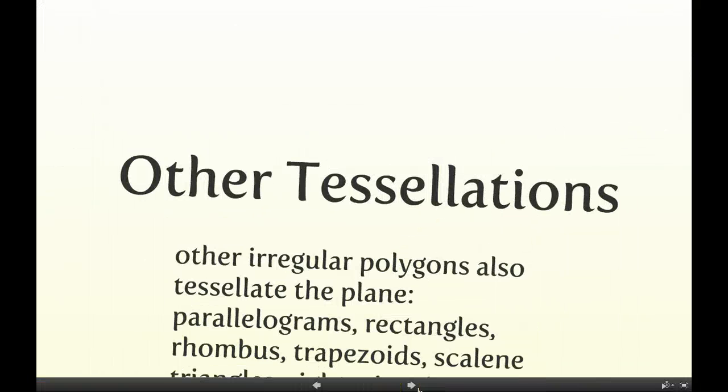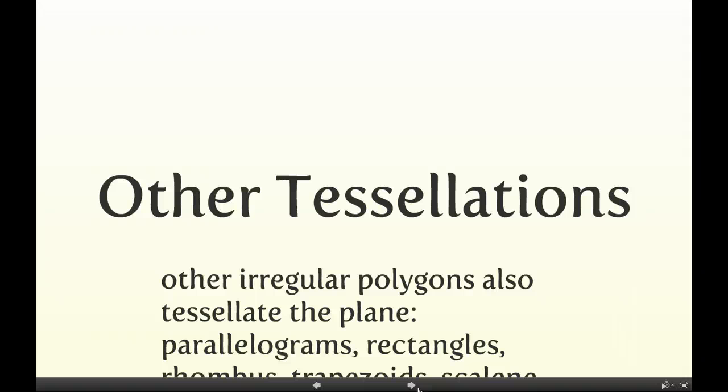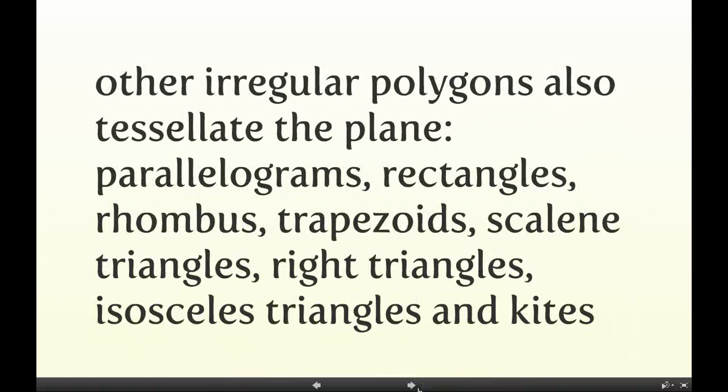Other tessellations. Other irregular polygons also tessellate the plane: parallelograms, rectangles, rhombuses, trapezoids, scalene triangles, right triangles, isosceles triangles, and kites. Which leads me to the subway story.